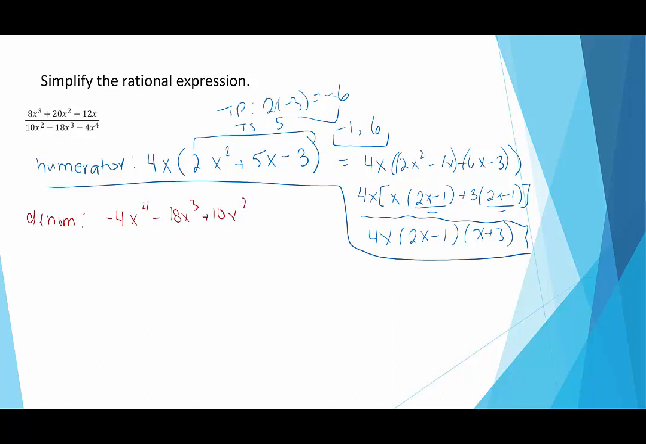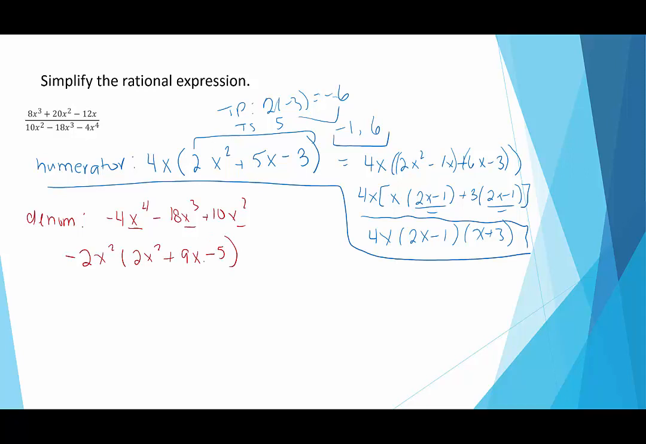For 18 and 10, I'll have a factor of 2 in common, and since that first term is negative, I'm going to factor out a negative to make that first term positive. So we have negative 2, and then this one has 4 x's, this one has 3, this one has 2. They all have 2 factors of x. When I divide all 3 terms by negative 2x squared, I'm left with 2x squared plus, divided by 2 would be 9x, minus, because I divided by a negative, 5.